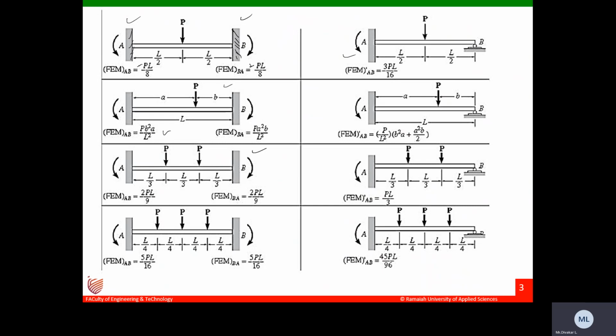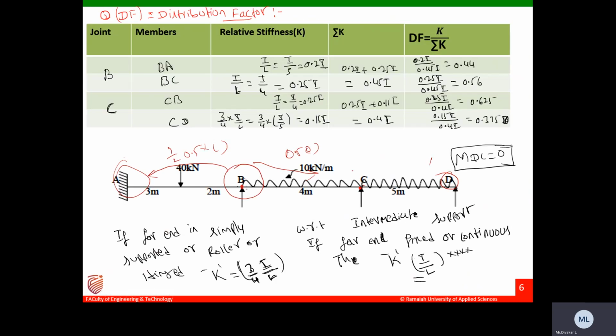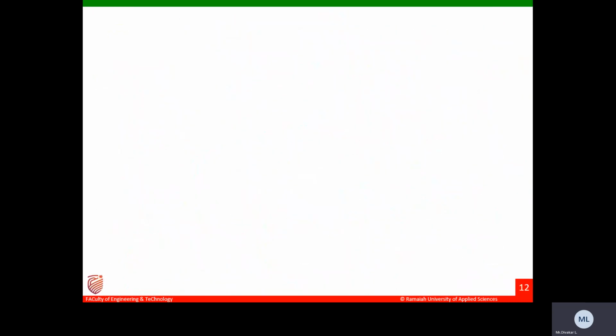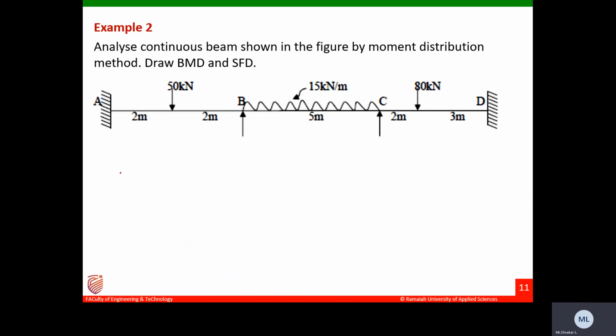If a beam is subjected to a point load, what will be the fixed end moments? I showed it here. Use these standard conditions to find the fixed end moments for the given problem. First step is to find the FEM, fixed end moments, for the respective spans.